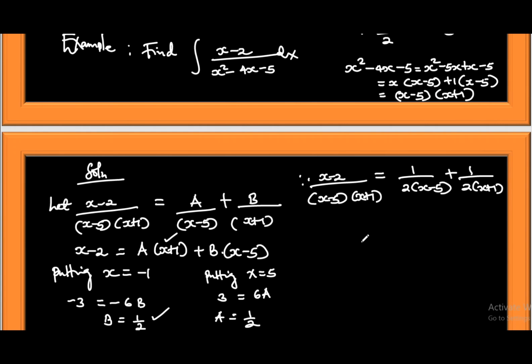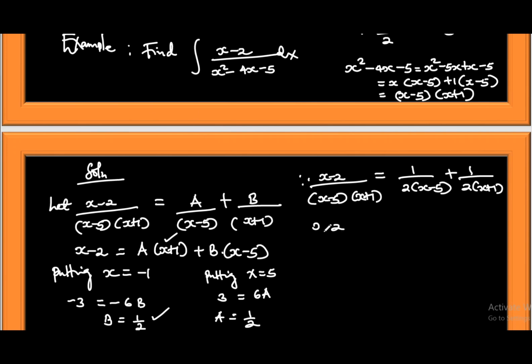From there, we can easily realize that x minus 2 out of x minus 5 into x plus 1 is a simple fraction: 1 over 2 into x minus 5 plus 1 over 2 into x plus 1. So that is how we simplify work under type 1. And now when it comes to the integration bit of it, it's really not going to be hard for us.